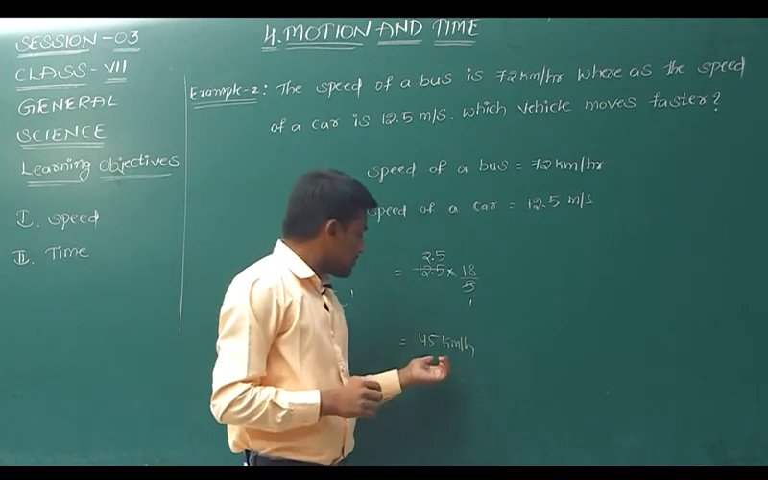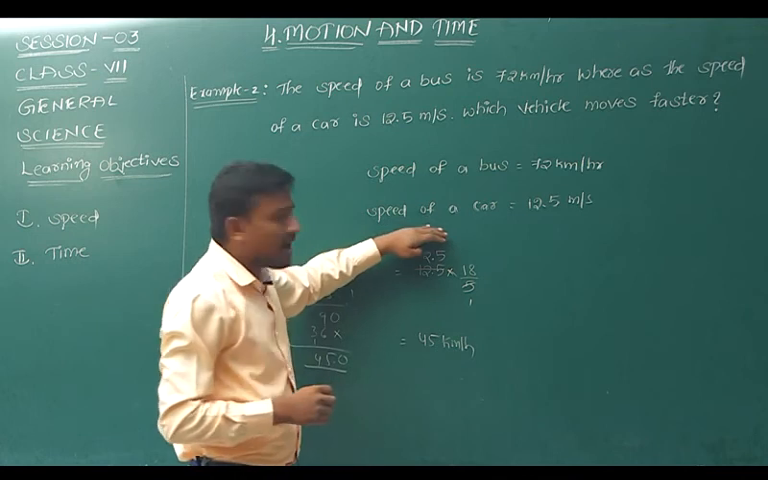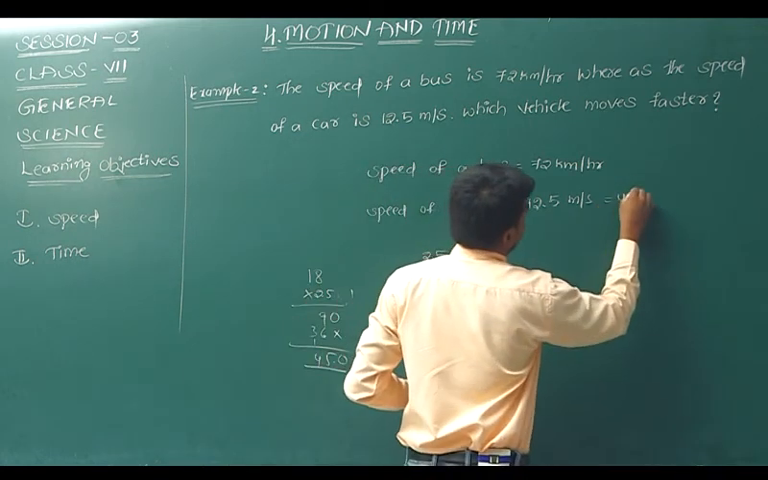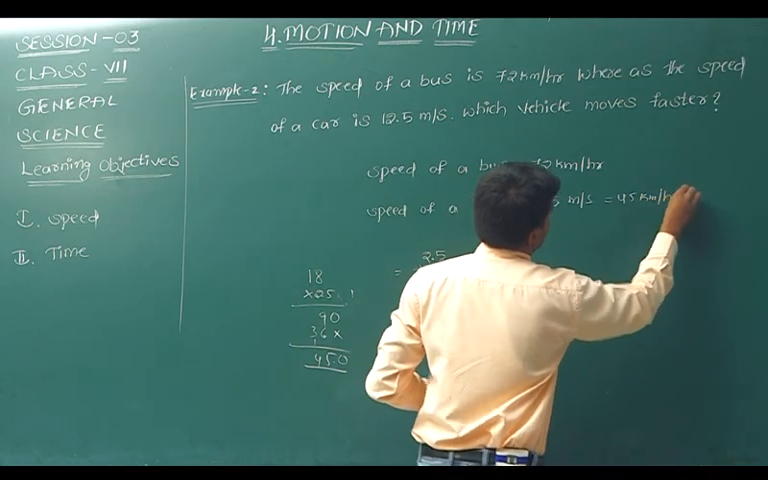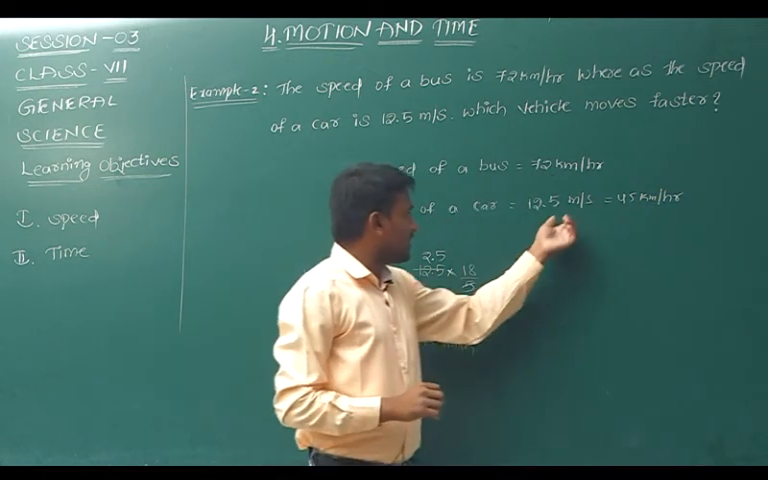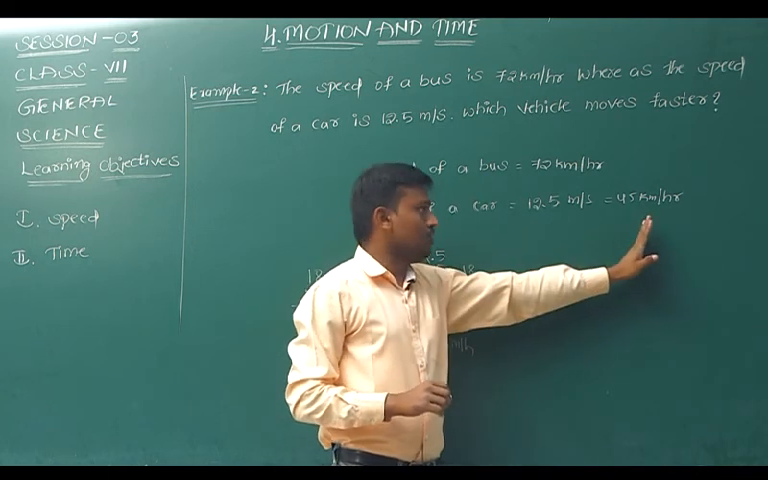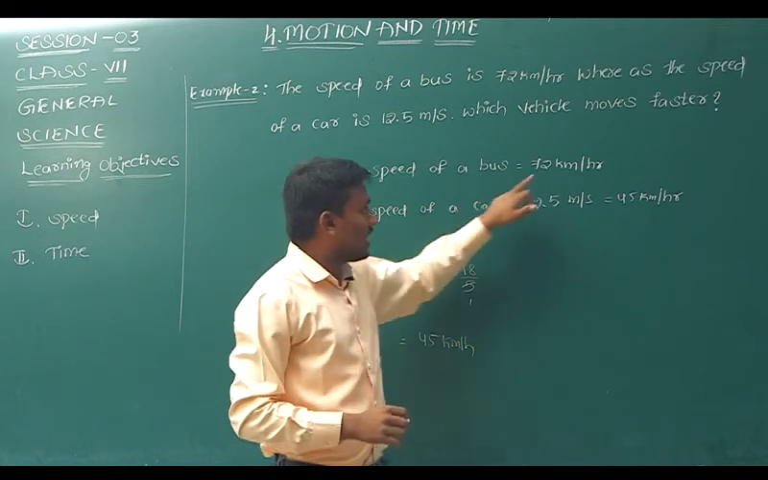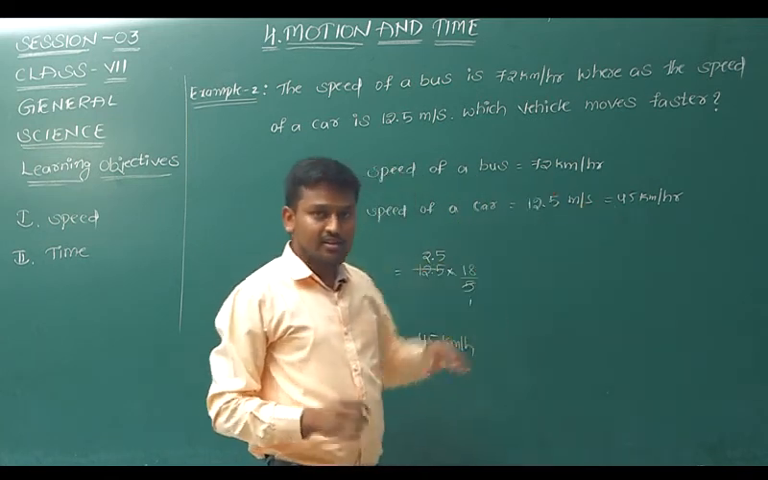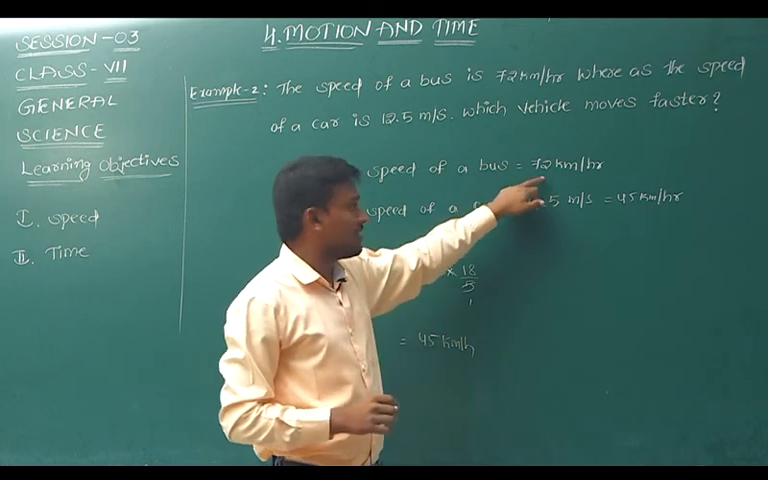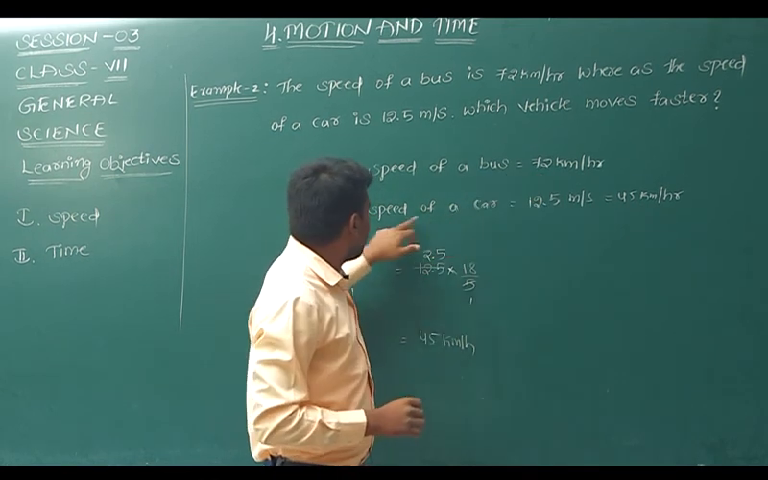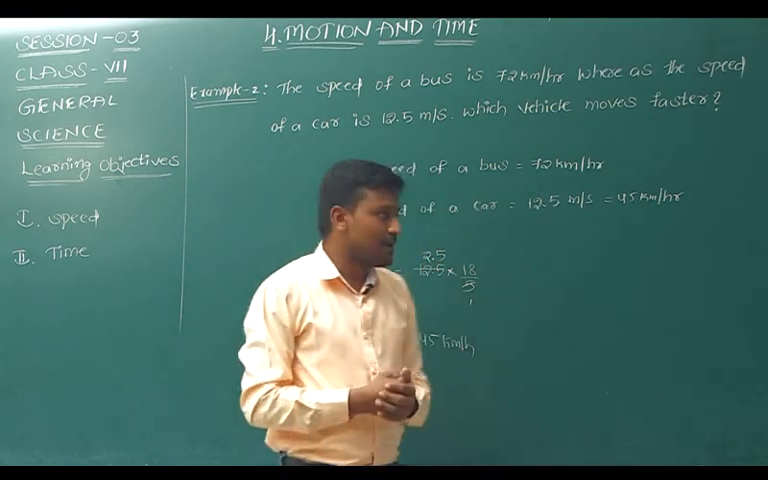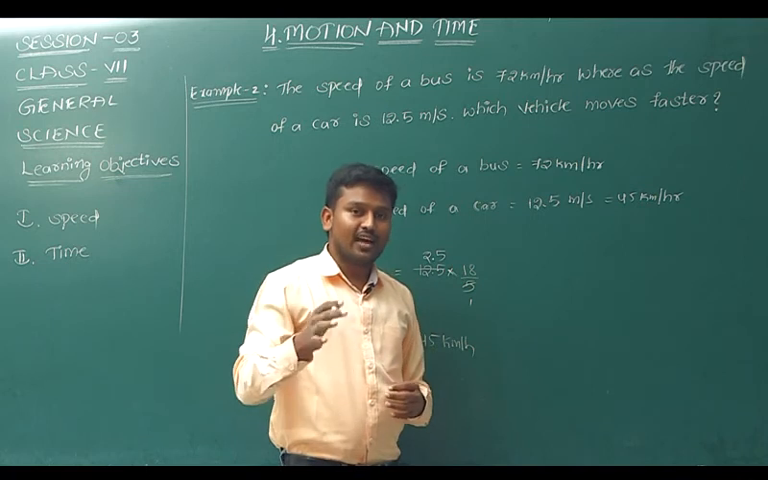And whose speed is this? This is the car speed. The car speed is now 45 kilometer per hour. So simply we have converted 12.5 meter per second into 45 kilometer per hour. Now we can compare the speed of the bus and car easily because they both are in the same units. What is the speed of the bus? 72 kilometer per hour. And what is the speed of the car? That is 45 kilometer per hour. So simply we can say the bus moves faster than the car.